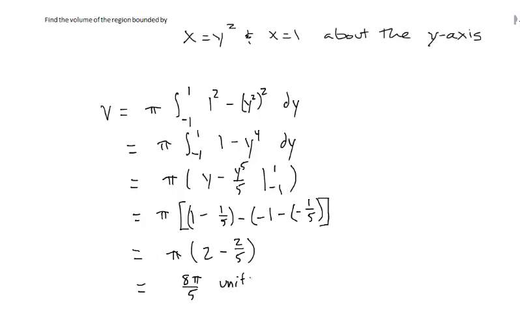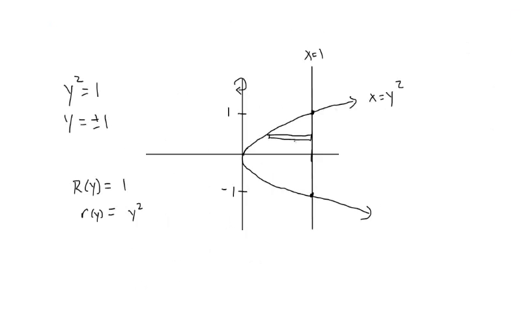And when we take a look at our picture again, the difference between our disk method and our washer method is when we had the disk method, we had a solid region up against our axis. Well, here we have all this open area here that's going to create the washer effect. So that's the difference between the two.